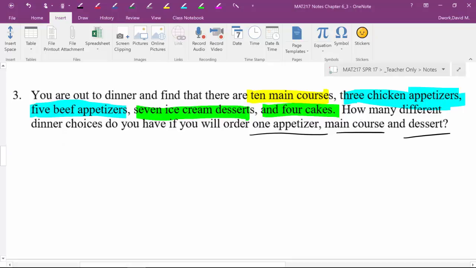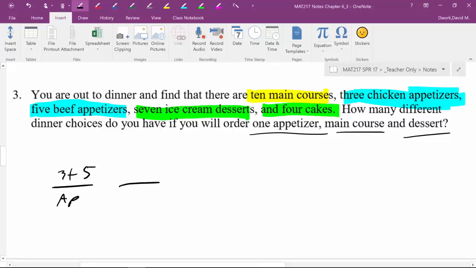Okay, so my first decision, let's pick an appetizer. How many choices do I have for my appetizer? Well, I have 3 chicken and 5 beef. Okay, there's my first decision. Next, I'm going to pick a main course, which there were just 10 of those. All right, and then for my dessert, there were 7 ice creams and 4 cakes.